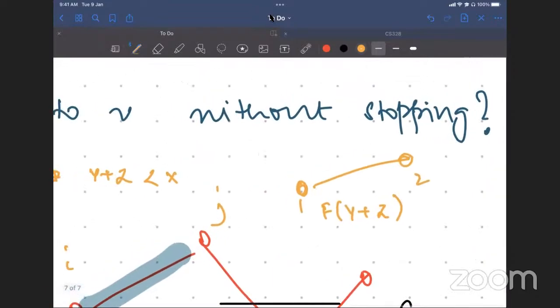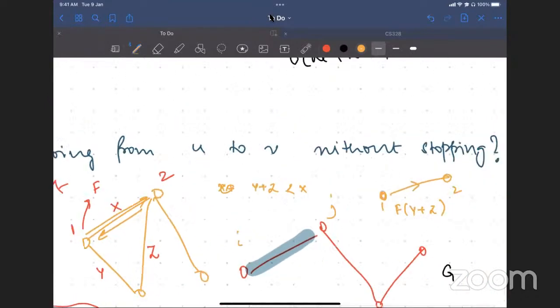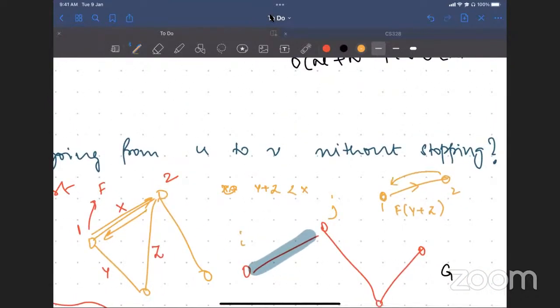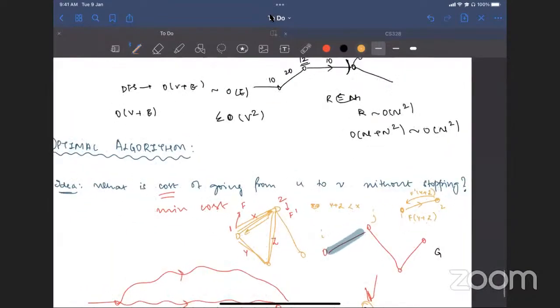So this is f into y plus z, and in this case, this probably will be the same cost because I don't have any other paths. If the refueling cost at this vertex is different, f dash, then it would be changed. Yes, so this will be f dash into y plus z. Right, so this is a directed graph.